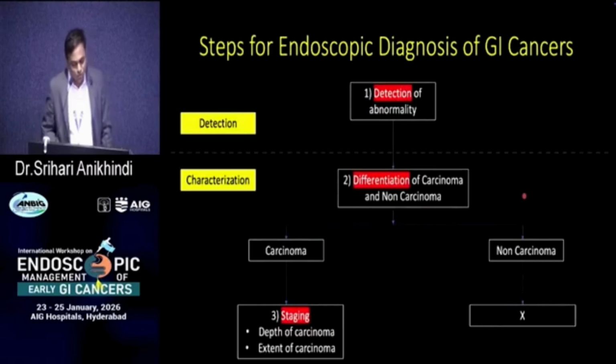Right? So when you are doing an endoscopic diagnosis, it involves two steps. The first step is the detection, and the second step is characterization. Characterization involves both differentiation of that lesion into a carcinoma versus non-carcinomatous lesion, and the next step also involves the staging if it's a cancer. So we are able to perform all these functions by just looking at the IPCL patterns, right?